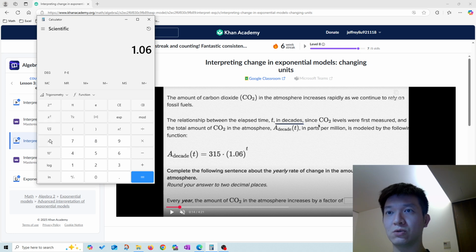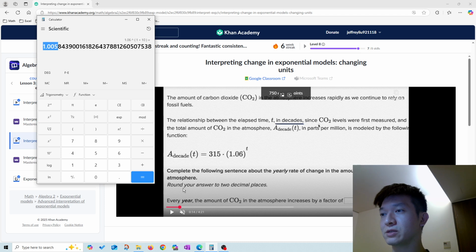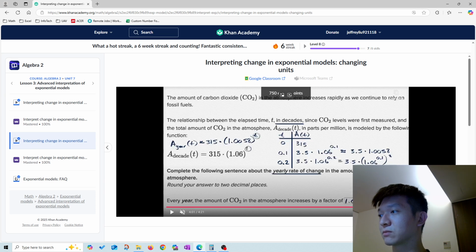1.06 to the power of 1 over 10. That's gonna be 1.005. Round your answer to 2 decimal places, so it's gonna be 1.01. Two decimal places. Okay, so that's 4 decimal places, but it's alright.